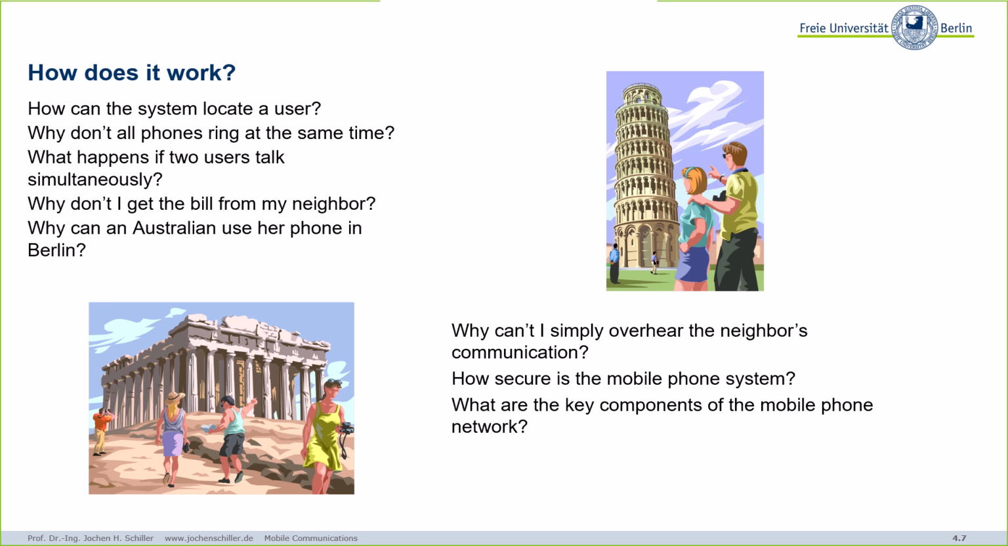How does it work? How can you locate someone? We will learn this. You will see later on. How secure is it? How does this roaming work? What are the key components? That is important. So right now, you don't have to be able to answer all these questions. At the end of the whole chapter, we can go back to the questions, and then you should be able to answer them.